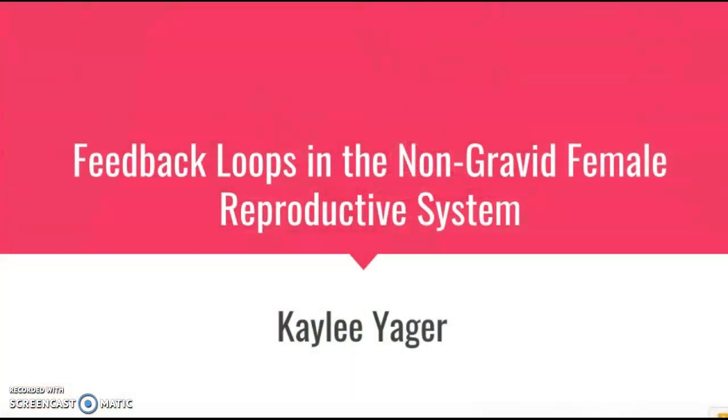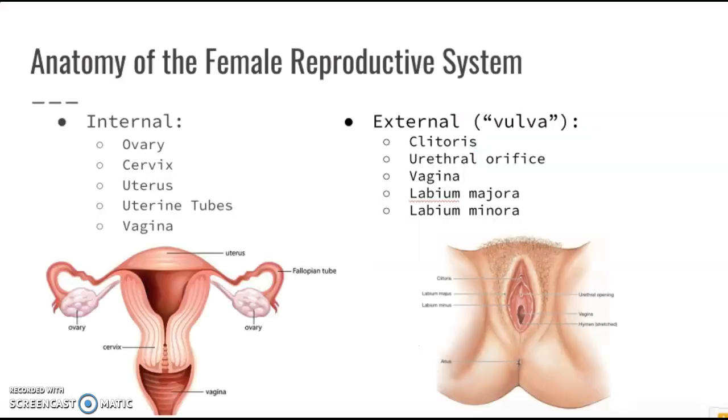So today I'm discussing feedback loops and the non-gravid, or non-pregnant, female reproductive system. We'll begin our discussion by talking about the anatomy of the female reproductive system, and it's split into two different parts, the internal and external, or vulva.